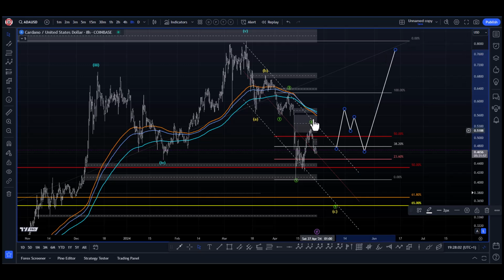All right, let's move on here from Cardano. And this is where many of the alts are. They're in. Oh, are we going to get a 5 or are we rolling over for a 3? Let's go look at a couple more.